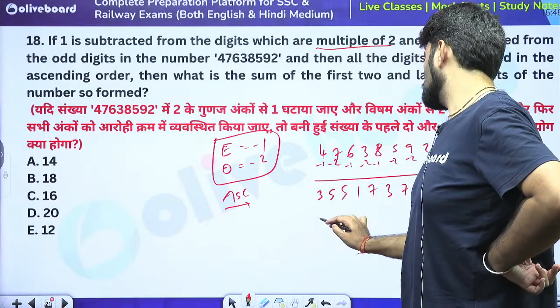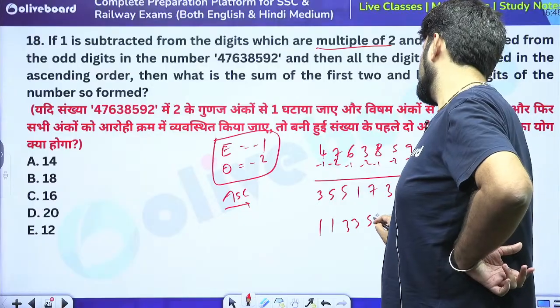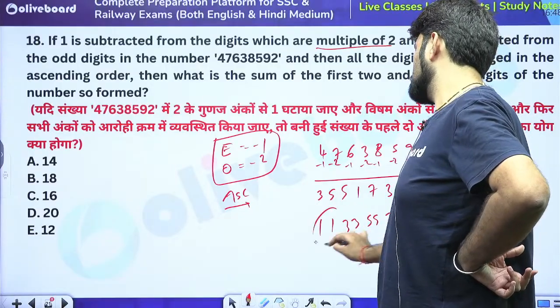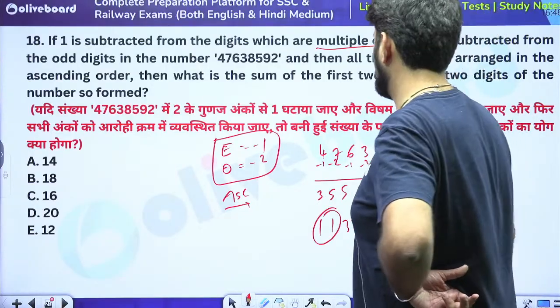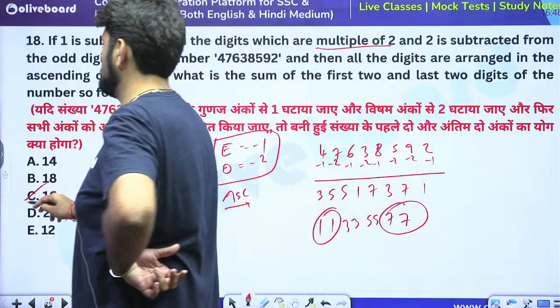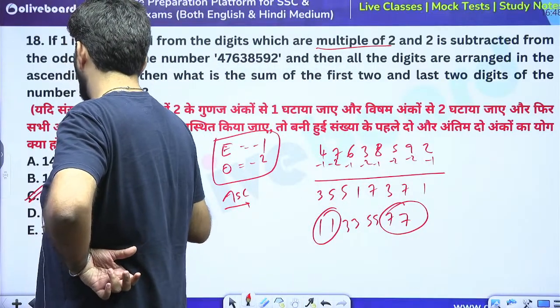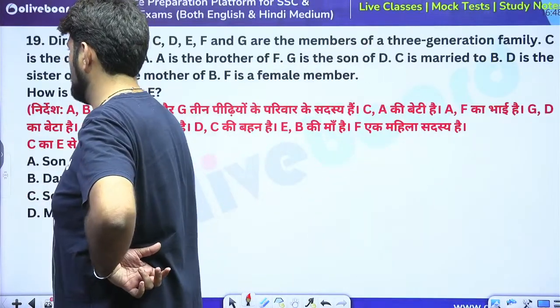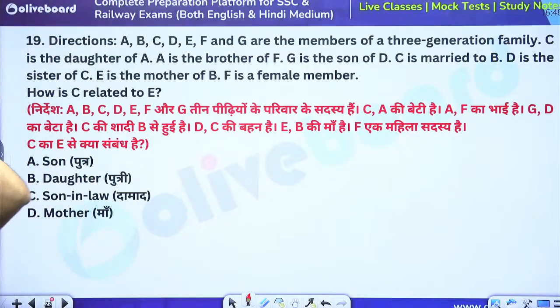Now arrange in ascending order. So 1, 1, 3, 3, 5, 5, 7, 7. Sum of first 2 and last 2. 1 plus 1, 2, 7 plus 7, 14, plus 2, 16. Option C is the right answer. Easy question but time consuming. You will end up consuming a lot of time here. Next.